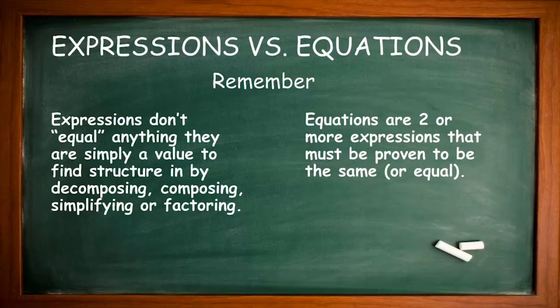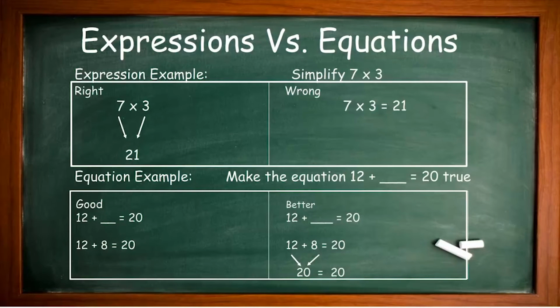How should students answer expressions then? Let's look at some examples. As we see in the first example, the expression example, the reader is asked to simplify, not solve or compare. In the second example, the equation example, the reader is finding an unknown value or evaluating to make the equation true. Showing how the expressions on the left and right are equal at 20 is the process all students should understand.